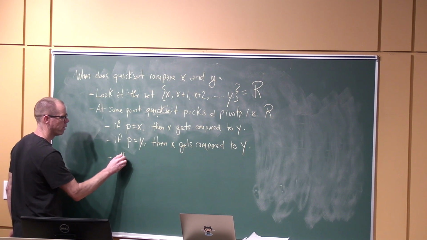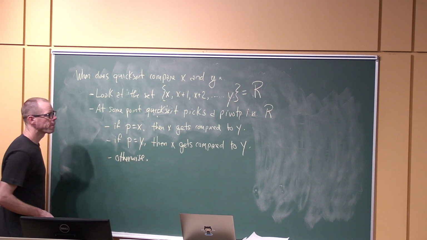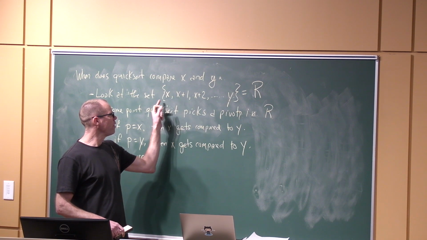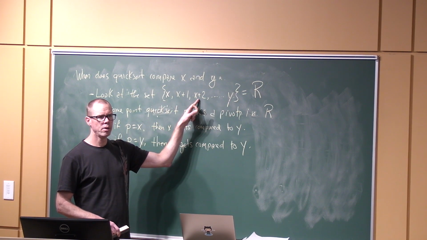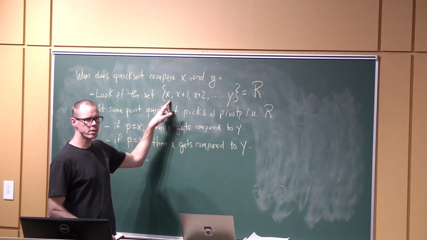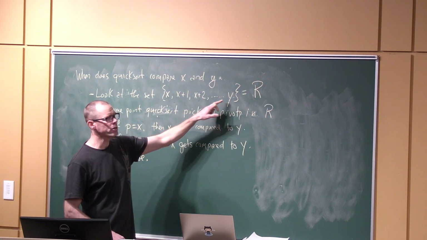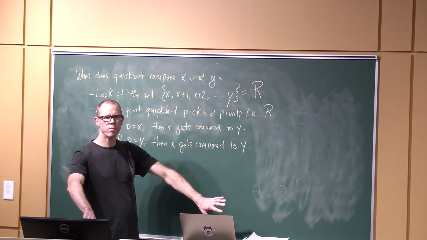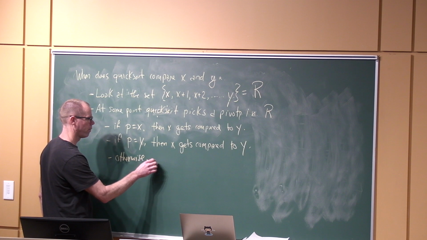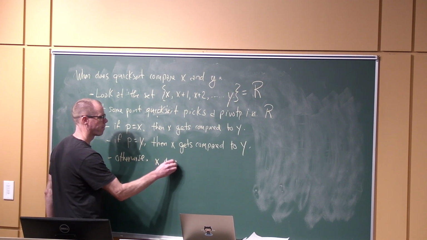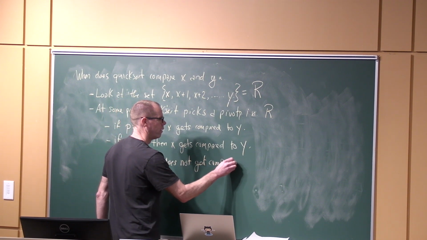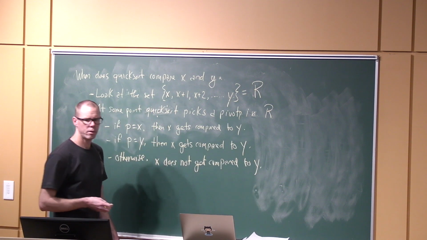But otherwise, if I pick, for example, X plus 2, then what happens is everything in this set gets compared to X plus 2. We get a collection of stuff that's smaller than X plus 2 that includes X. And we get a collection of stuff that's bigger than X plus 2 that includes Y. And now X and Y are in two different subproblems. They'll never be compared. Okay?